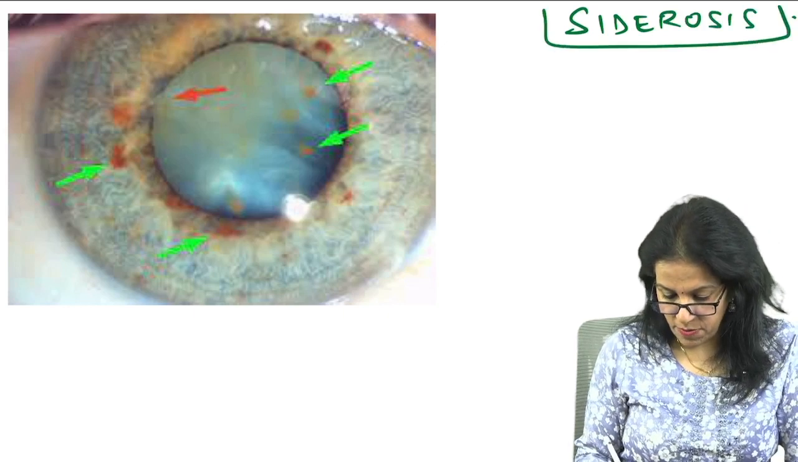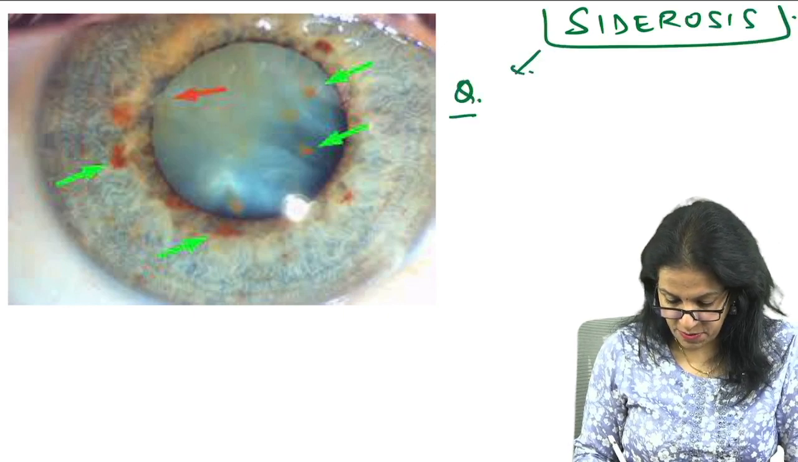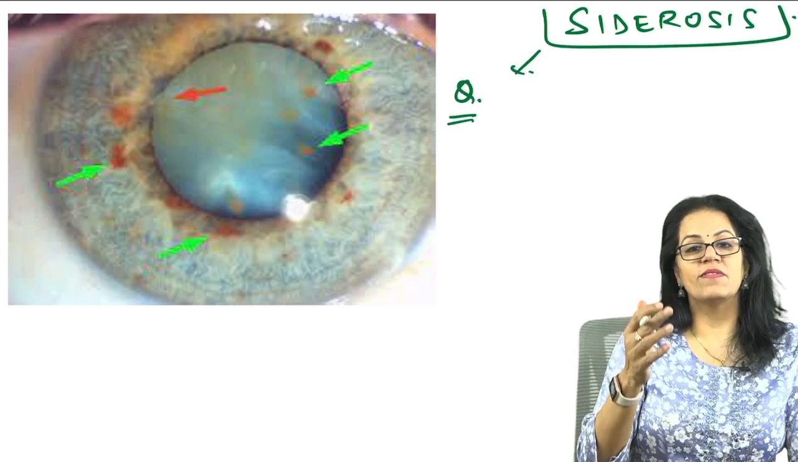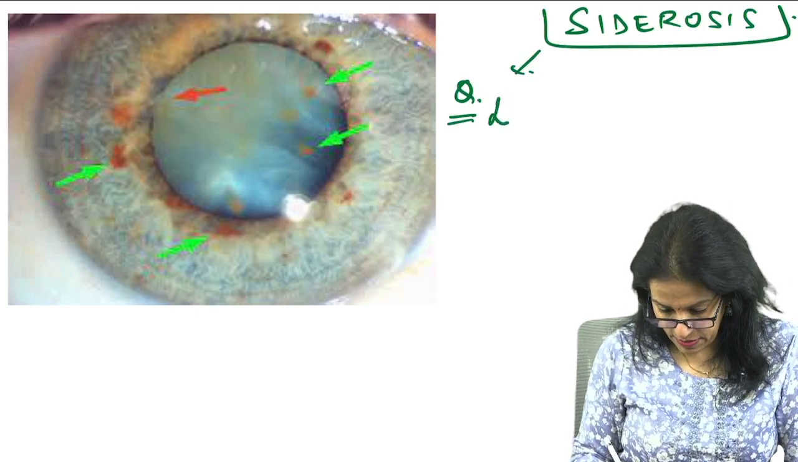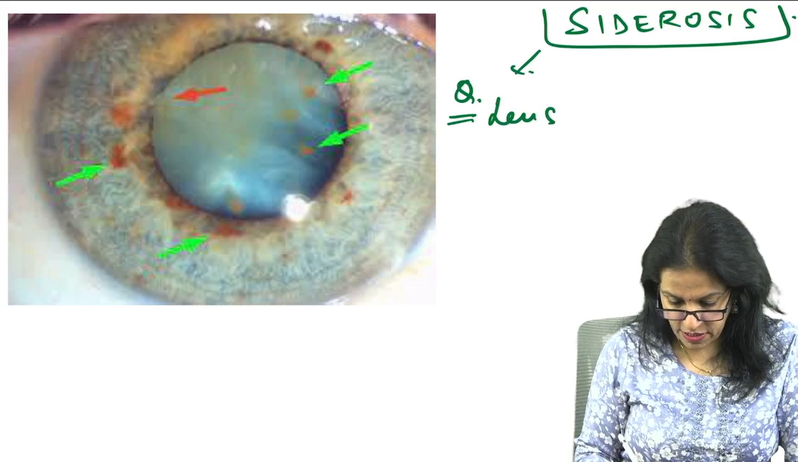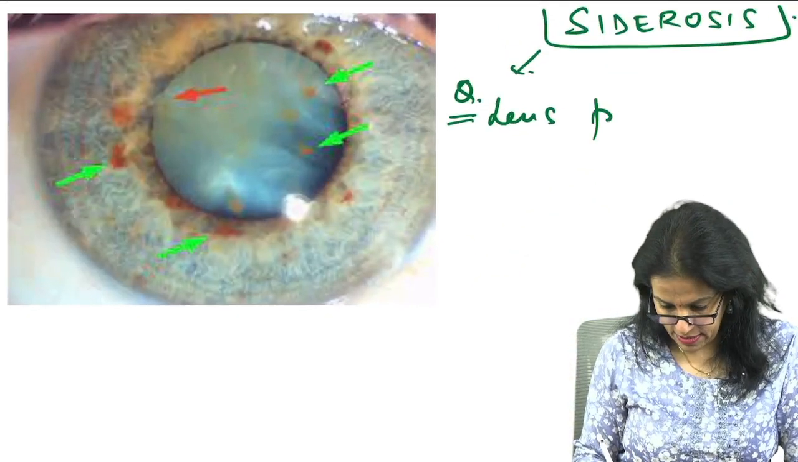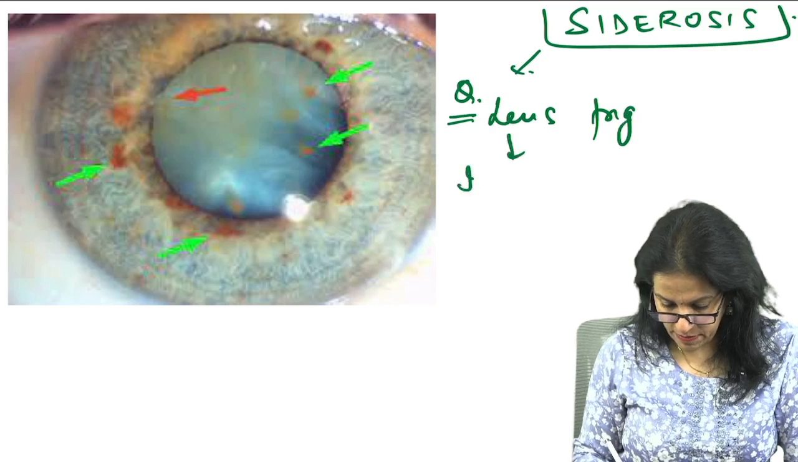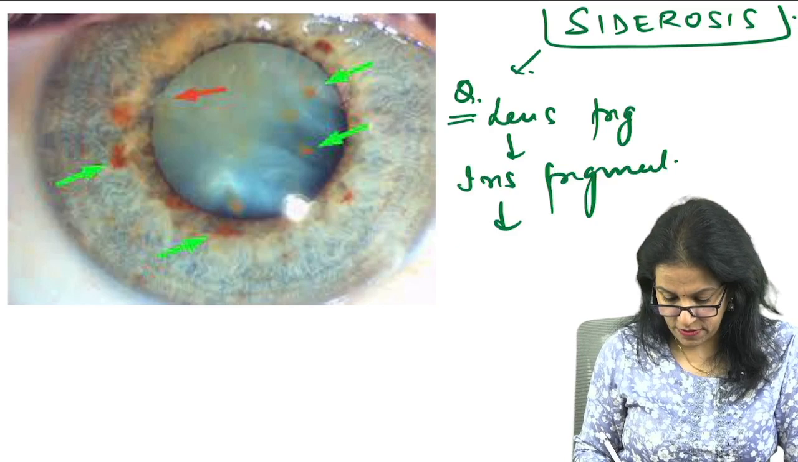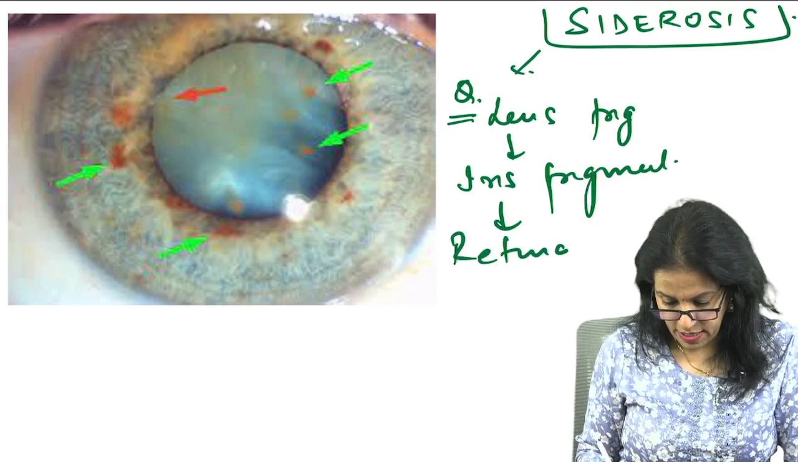First, if I talk about a question-oriented discussion here, the first important thing is, what is the first sign of siderosis? It is lens pigmentation. Can you see the green arrow showing you the iron deposits on the lens? That is the first. Then comes iris pigmentation. And finally, it involves the retinal function. It affects the retina.